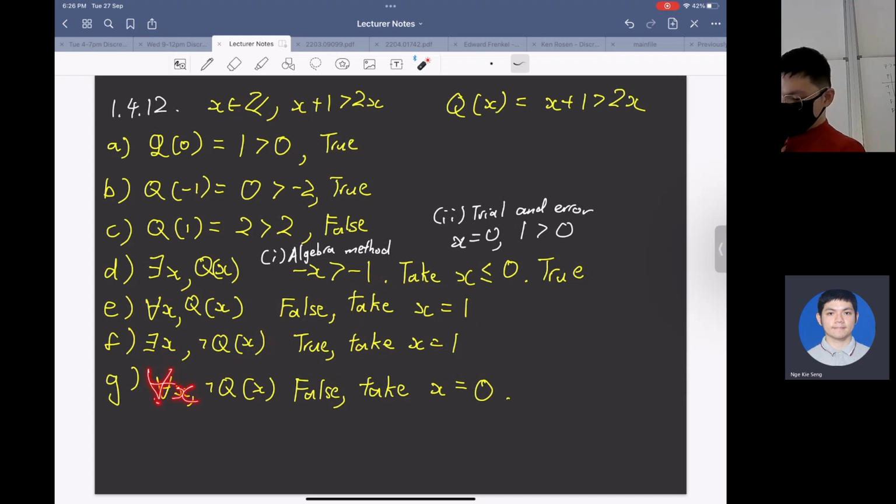For every x, this is not true. I said false. Why? I just take an example to show you such that this is true. So when you put x equal to 0, you get 1 greater than 0, which is true.